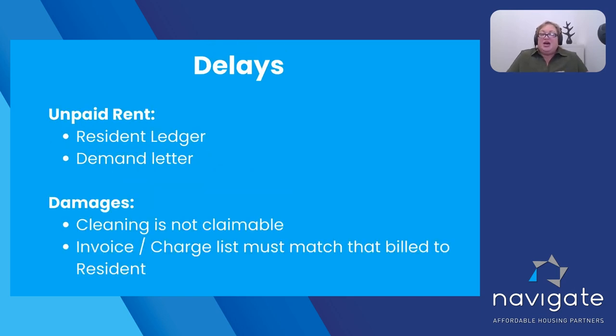When you look at other special claims, unpaid rent and tenant damages, the big thing with unpaid rent is you need to make sure you have a copy of your resident ledger there, and you need to have a copy of the demand letter. That means that before filing your special claim, you need to have sent a letter to your tenant explaining what they owe and what for.